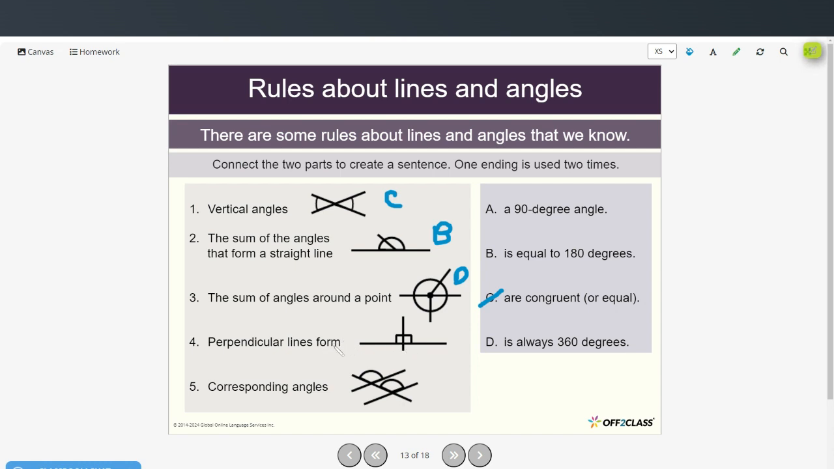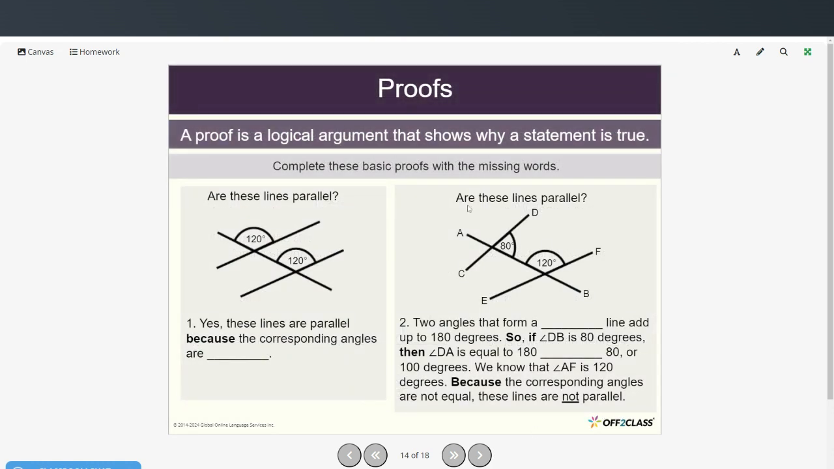Perpendicular lines form a 90-degree angle, and corresponding angles are congruent. That's the one that's used twice. A proof is a logical argument that shows why a statement is true. So they want you to complete the proofs with the missing words.